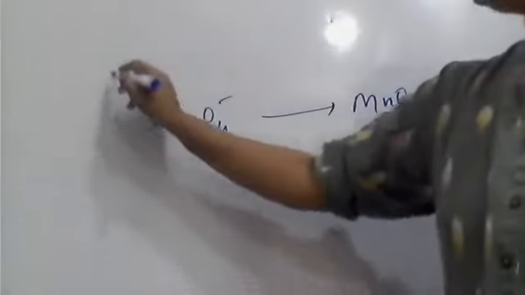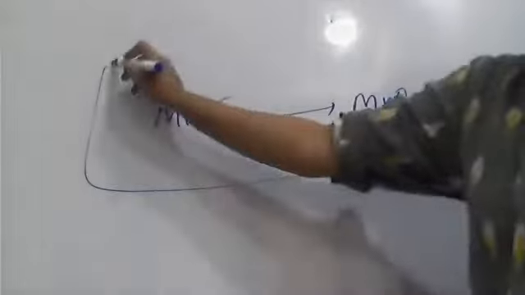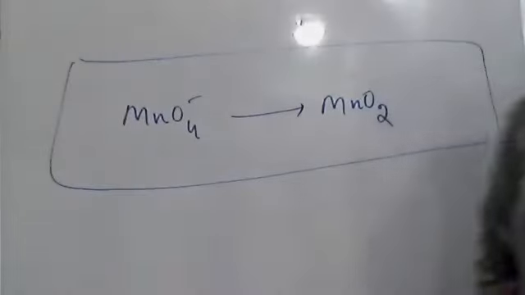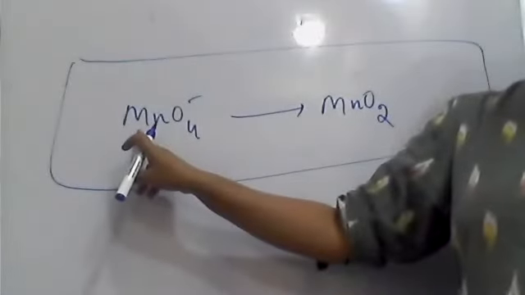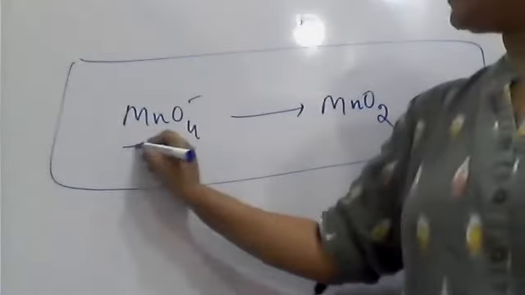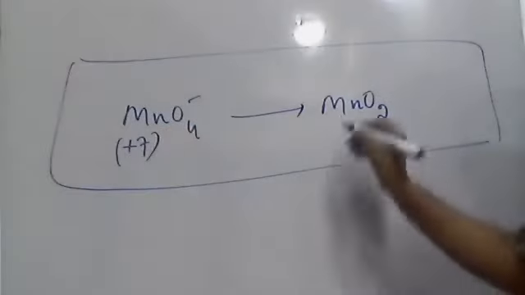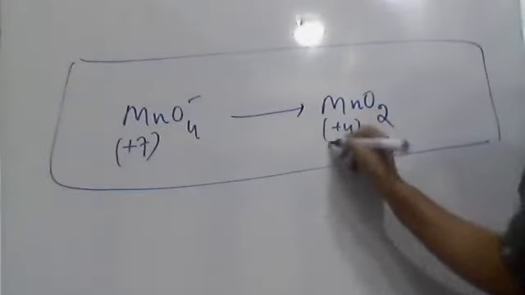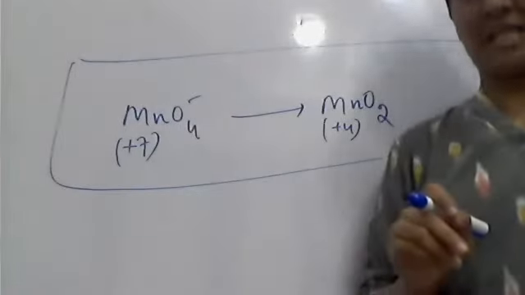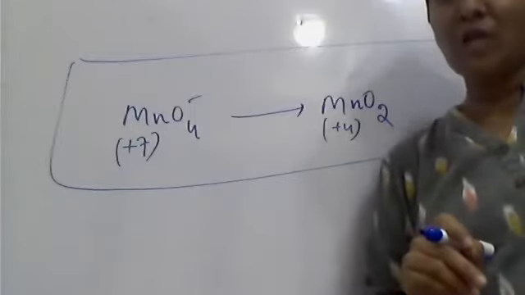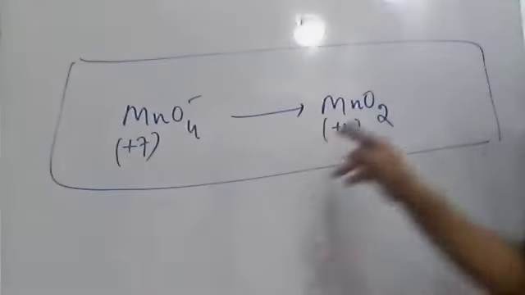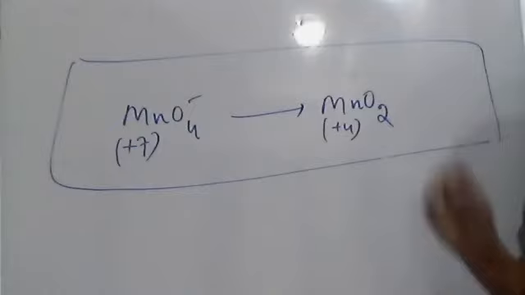So see here, this is a reaction occurring in basic medium. Now you have to balance this equation. What is the charge of this manganese, beta? In MnO4 minus, oxygen is minus 2, so the manganese charge is plus 7, and in MnO2 the manganese is plus 4. As we learned in previous classes, this is how to calculate oxidation states. So in permanganate, manganese is plus 7. In MnO2, manganese is plus 4.